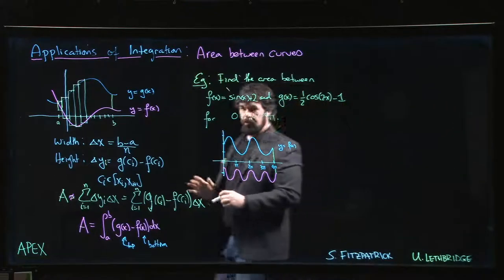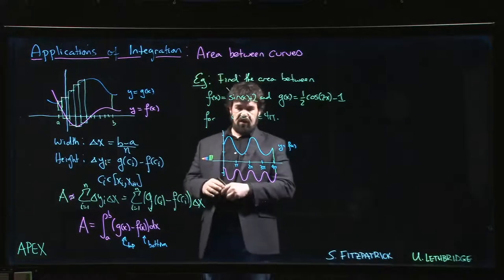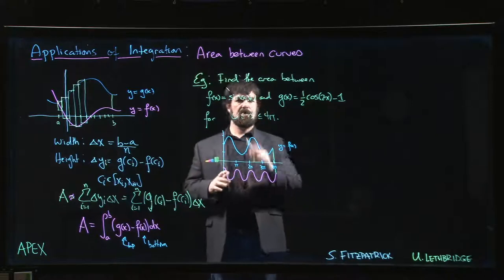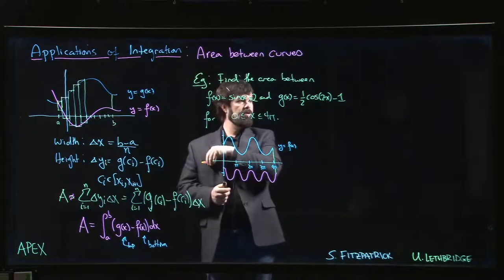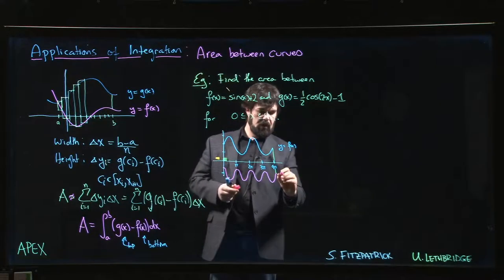So here's our first example. We'll start with one that's relatively simple. We're given a region in this case, right? So we're told that x varies between 0 and 4 pi. Over that region, the two curves, sine x plus 2 and half cos 2x minus 1. So that's f of x, sorry, g of x is down here.